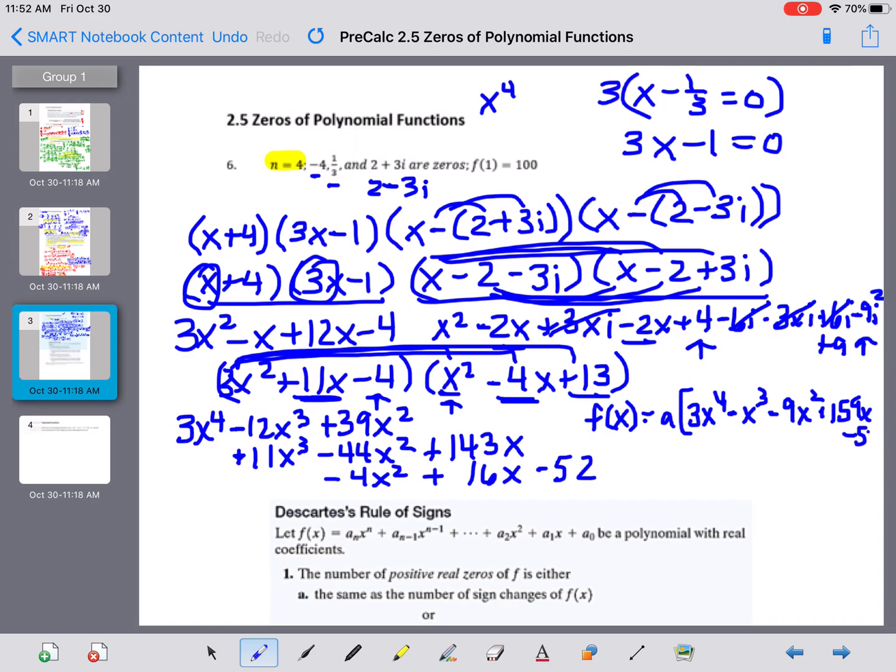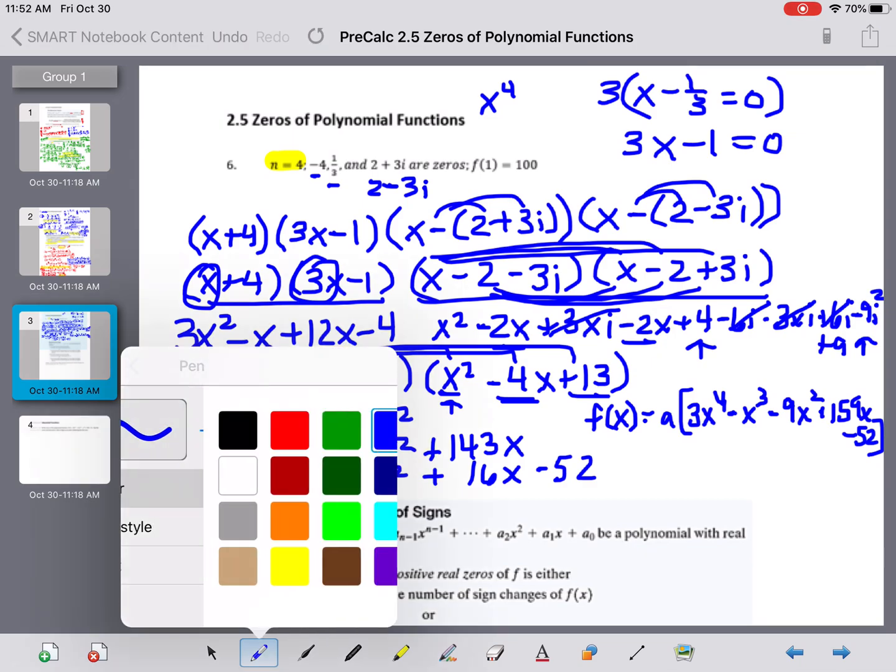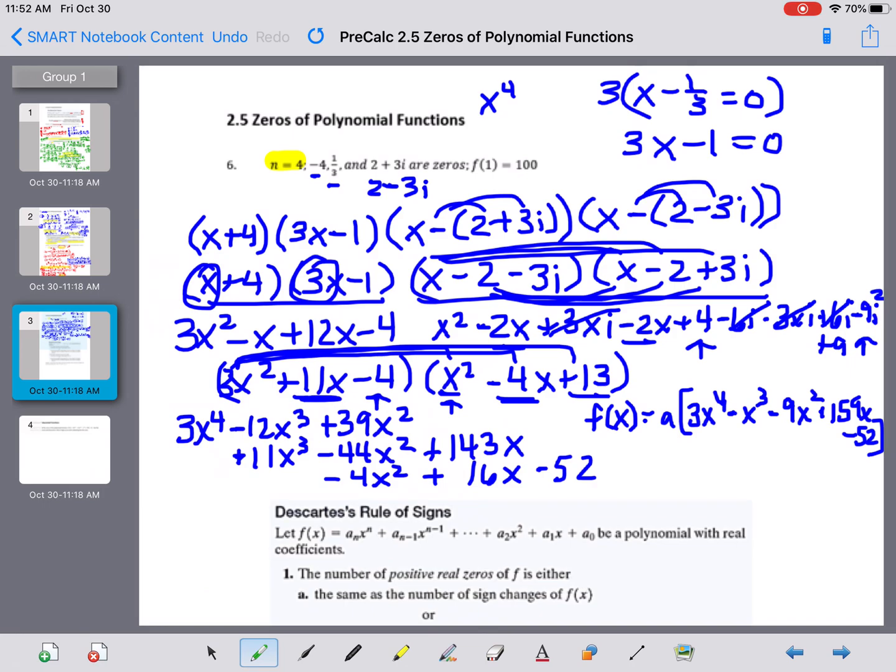Minus 52. Nothing goes with that one. Okay, so I think I have that. Now I'm going to need to check to see if I have an A. Let me change colors here, and maybe this will keep people straight. I'm using this right here to check for my A.